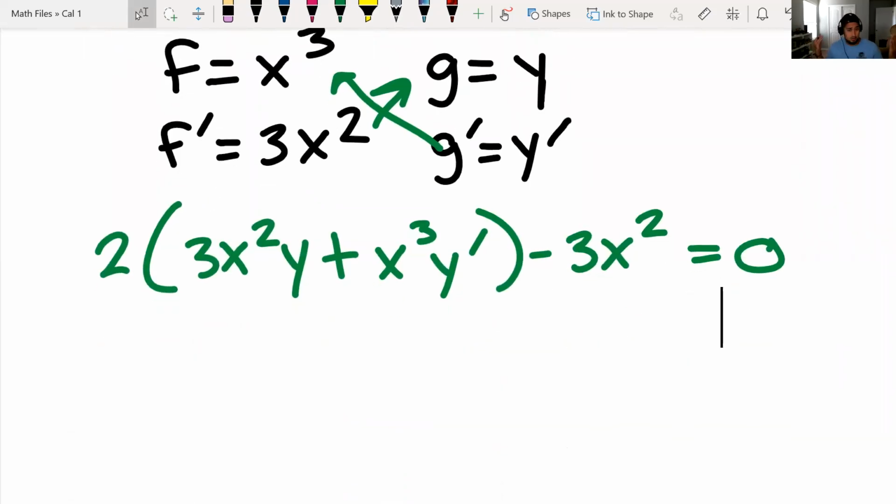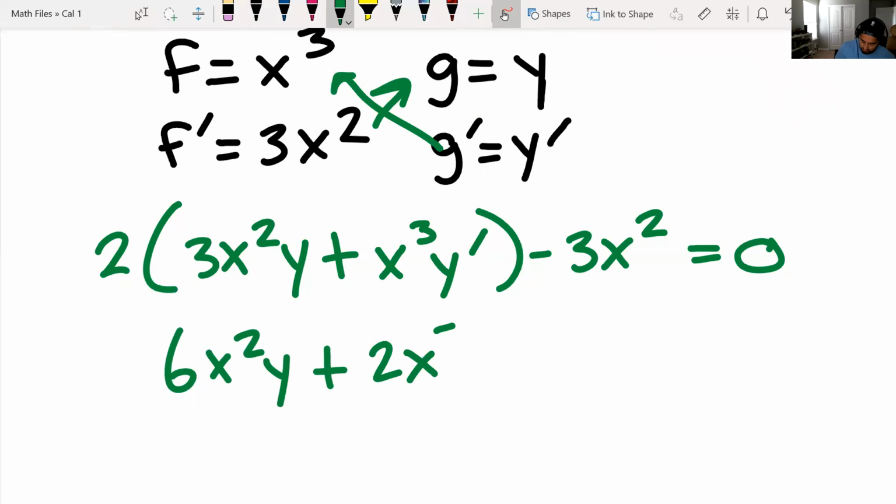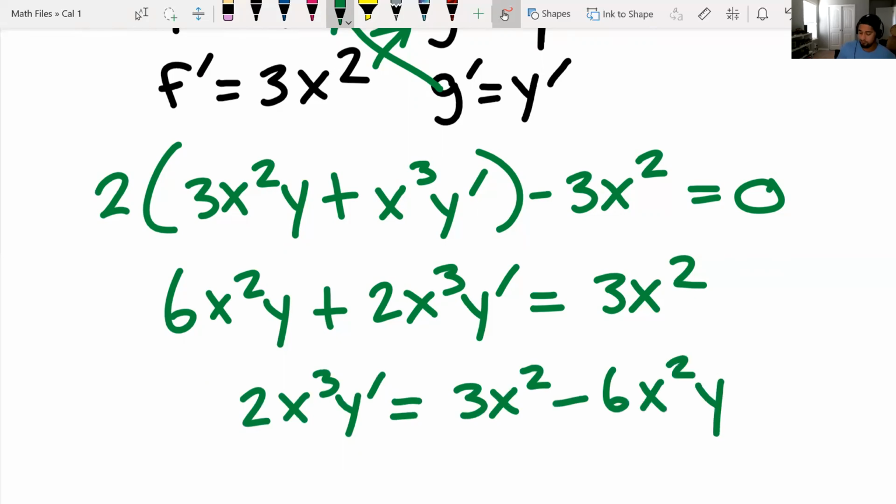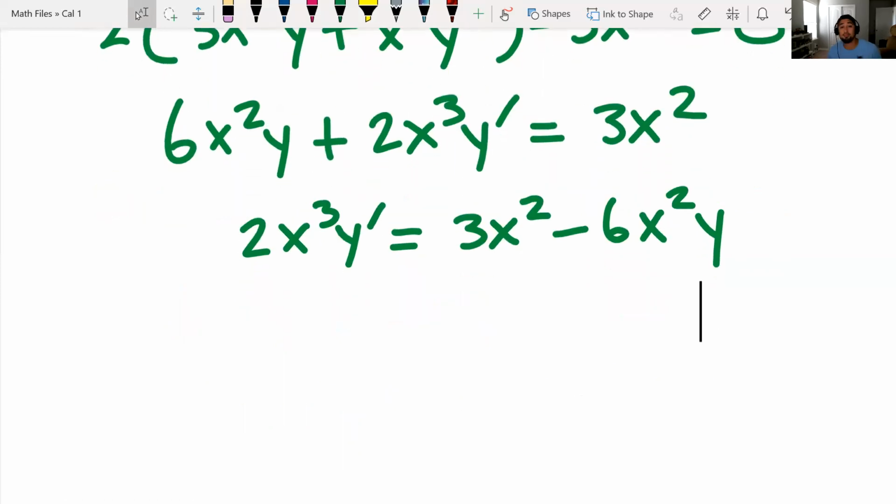Okay, we're here. Now we must remember, solve for y prime. Solve for y prime. Distribute the 2. Add the 3x squared over. Remember, you're still solving for y prime. So move 6x squared y over. And then, to get y prime all by its lonesome, divide by 2x cubed.